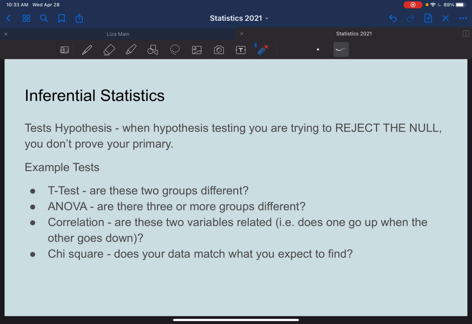Correlation you've probably actually done before. If you've ever made a scatter plot, you did correlation. And we've done that, and you would show line of best fit. And after you make the line of best fit, there's a test that goes along with correlation called Pearson's that will give you a number and tell you if they actually are different.